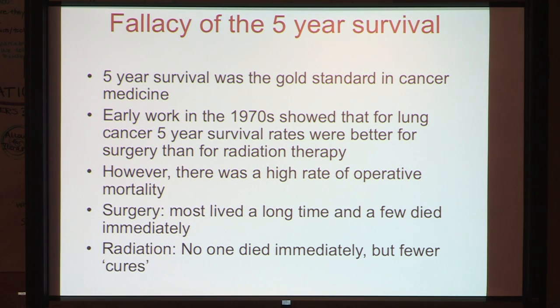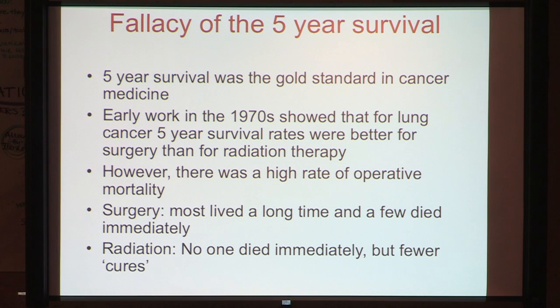Back then, 5-year survival was considered the gold standard outcome for treating lung cancer. And early work in the 1970s showed that if you survived 5 years, you were more likely to survive 5 years from surgery than from radiation therapy. But there was this high rate of operative mortality with surgery. So you could think of this problem as, with surgery, most people lived a long time if they made it off the operating table, but a lot of them didn't. And with radiation, no one died immediately, but their chances of being cured from lung cancer were much lower.